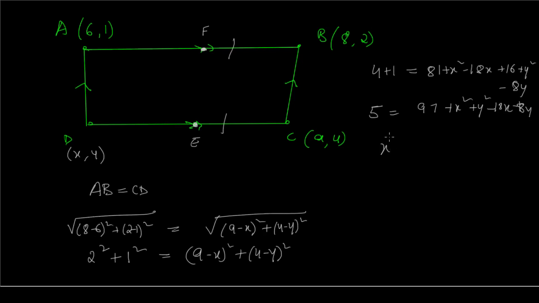Right? So x square plus y square value comes out to be 5 minus 97 plus 18x plus 8y. Then you will get the x square plus y square value. Why I'm not doing it now is because it will get really confusing. Then you find that AD distance and BC distance will also be equal. So when you solve that, again you will get an equation in x square and y square.